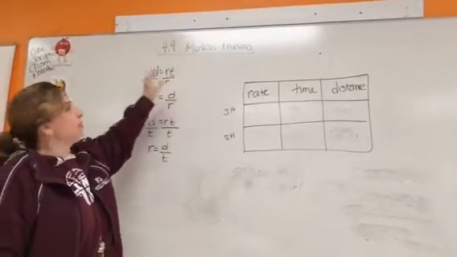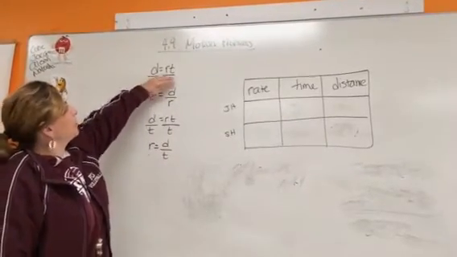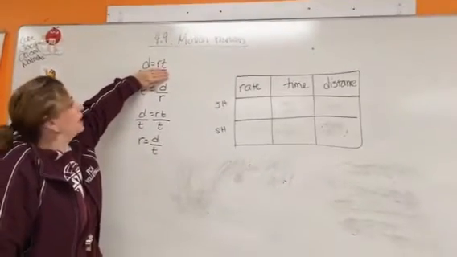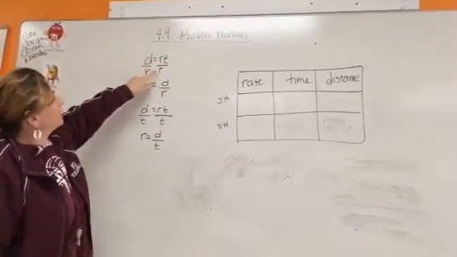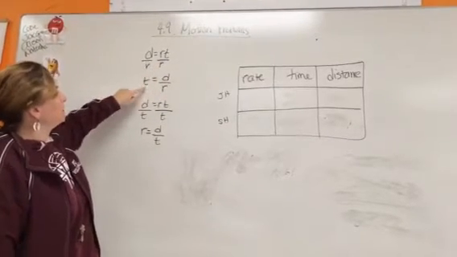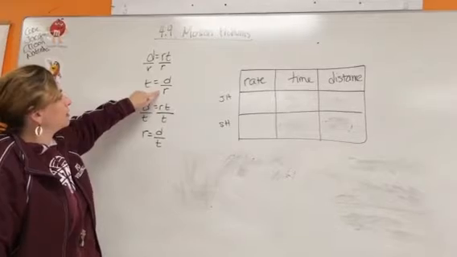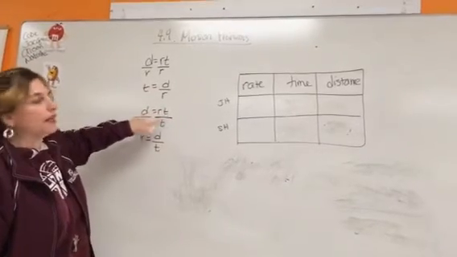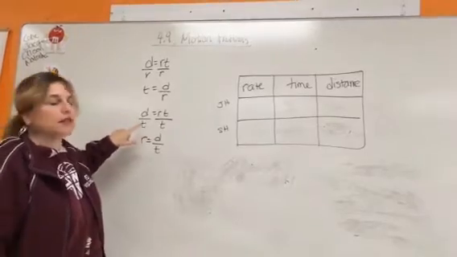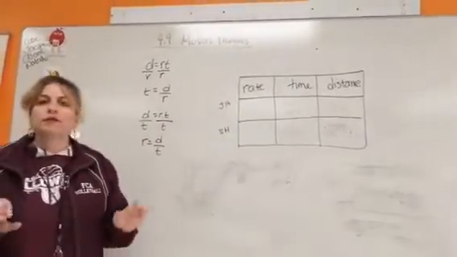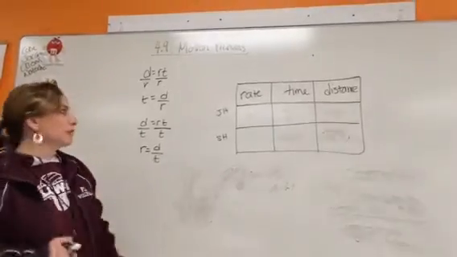So for motion problems, the formula for motion is D equals RT. Distance equals rate times time. If I want to figure out the time, I can divide both sides by R, and I get the formula T equals distance divided by rate. Same thing if I want to figure out the rate: I can divide both sides by T and get R equals D over T. So you can take those different formulas and move them around.